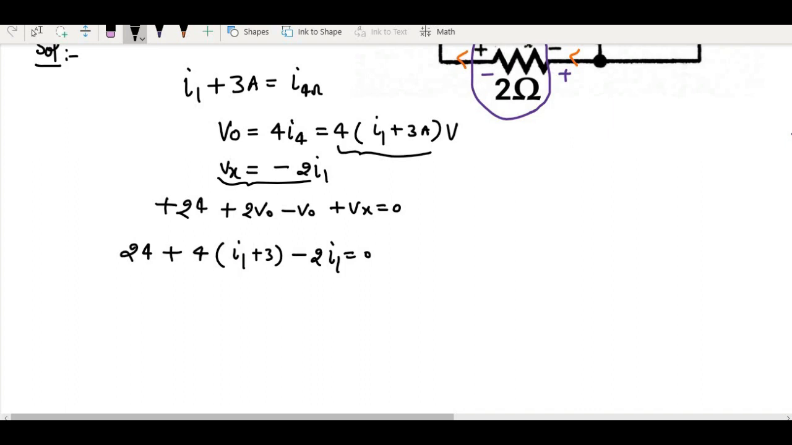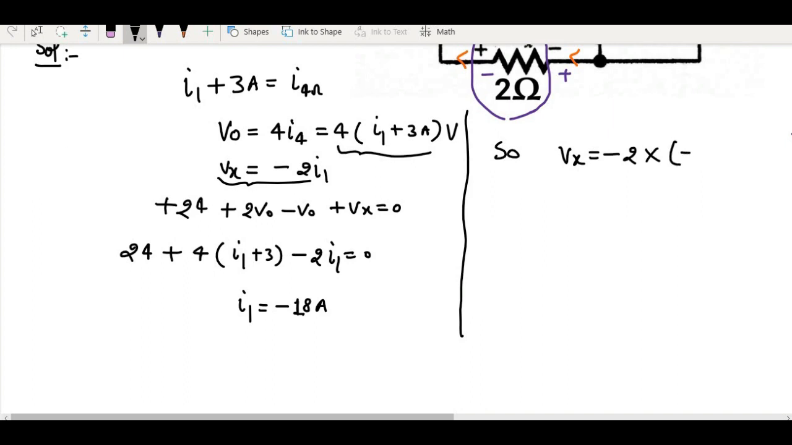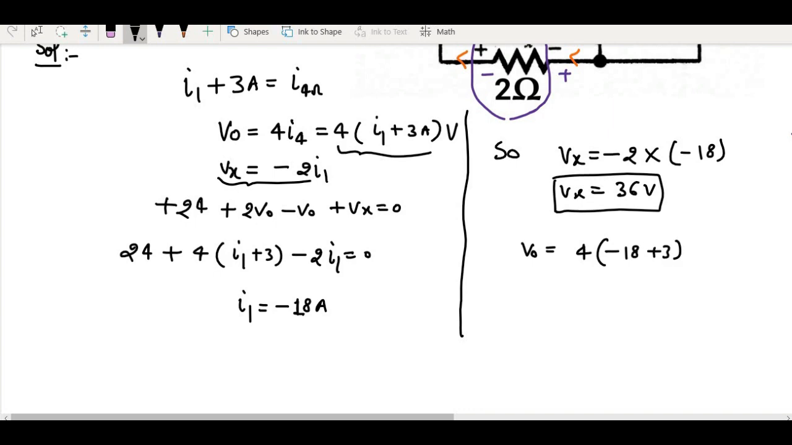From this we can calculate the value of I1. So I1 equals minus 18 ampere. So Vx will be equal to minus 2 multiplied by I1, which is minus 18 ampere, equal to 36 volt. So Vx equals 36 volt. We can also calculate Vo, which is 4 times (I1 plus 3 ampere), that is 4 times (minus 18 plus 3), equal to minus 60 volt. This is the value of Vo and Vx.